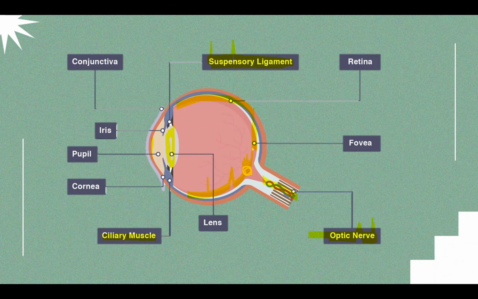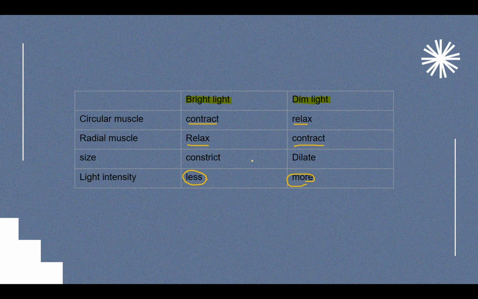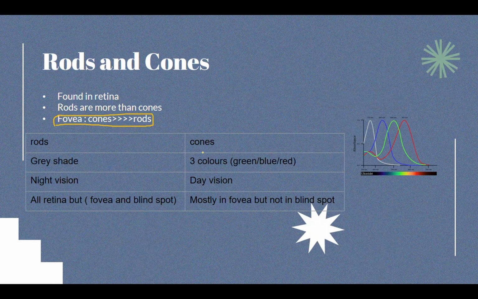Here is the fovea. The fovea is this area. It contains more cones than rods, but the opposite is going on with the rest of your retina. So what is the job of rods and cones, or the receptors in your eyes?